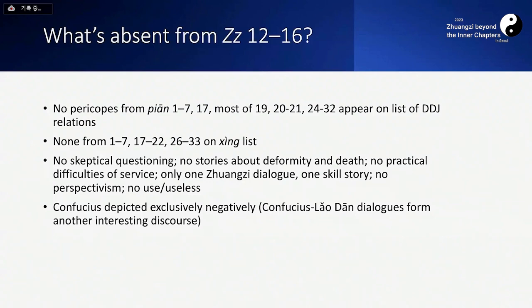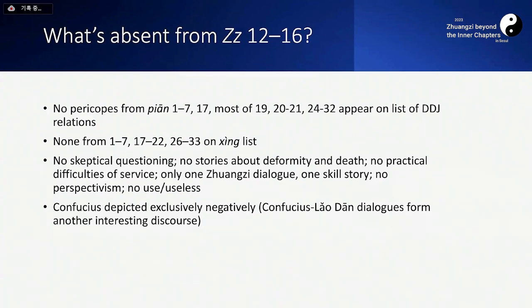Across the entire Zhuāngzǐ, Confucius is treated positively in roughly half of his appearances. I think it's actually a little more than half. And of course, Confucius is by far the most commonly occurring Zhuāngzǐ character. He appears in about 50 pericopes across the Zhuāngzǐ, more than any other character. But in 12 through 16, all the appearances of Confucius are exclusively negative. And that's a distinctive feature of this group of pericopes.